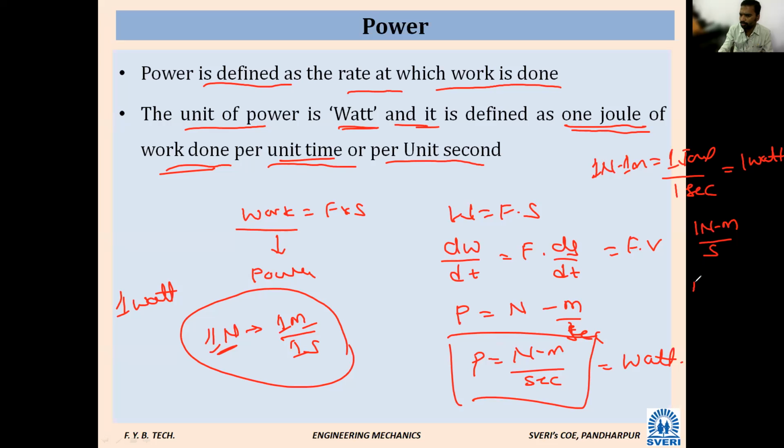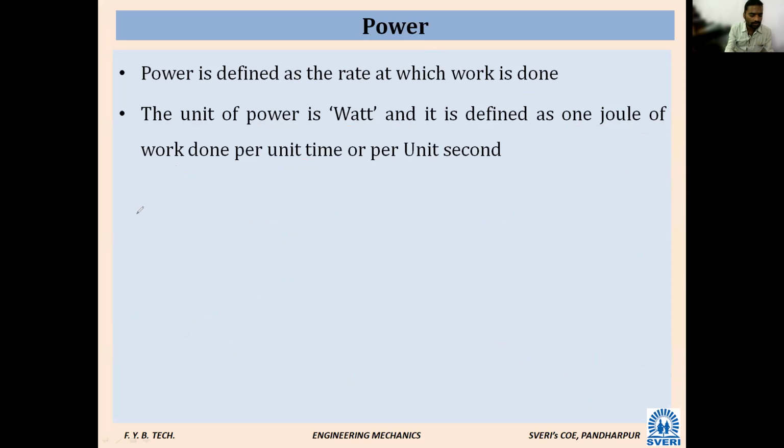Watt is small w only. Okay, small w. Work is capital W. Power is capital P. Energy is capital E. Okay, so one more point. Read one more point.